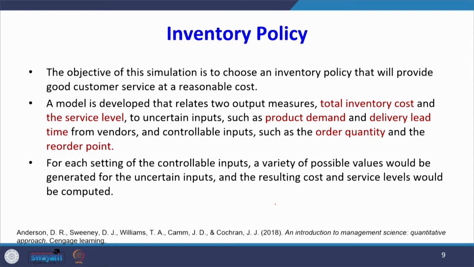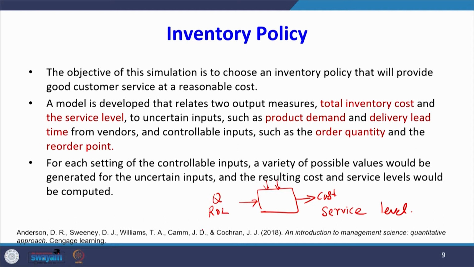So, for each setting of controllable inputs, a variety of possible values would be generated for the uncertain inputs, and then the resulting cost and service levels would be computed. So, here the outputs of the model are cost and service level. What are the inputs? We can say product demand and delivery lead time. These are the uncontrollable inputs. What are the controllable inputs? What should be the order quantity and reorder level? The quantity to be ordered and reorder levels are controllable inputs.